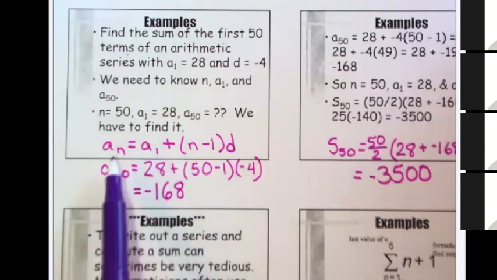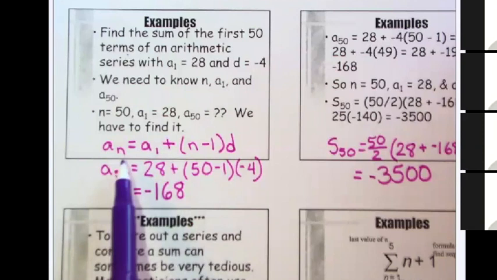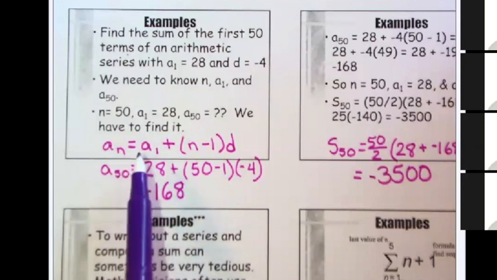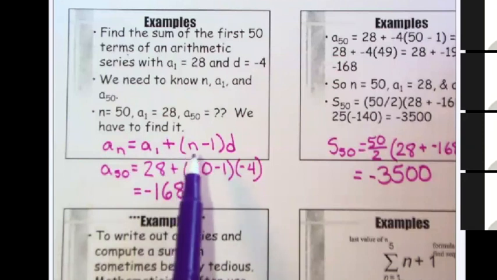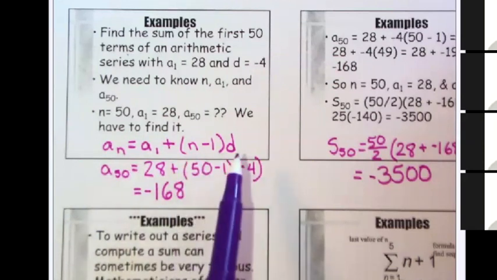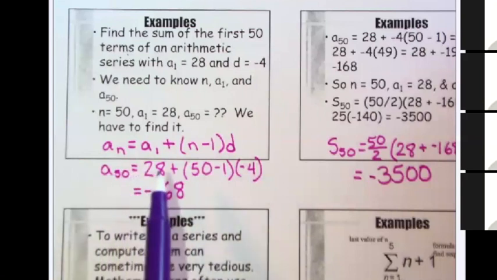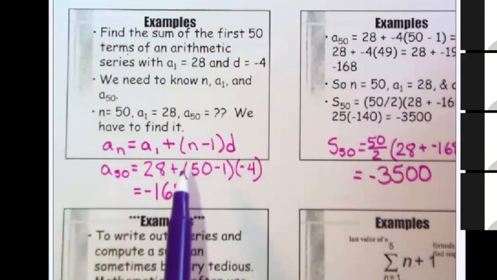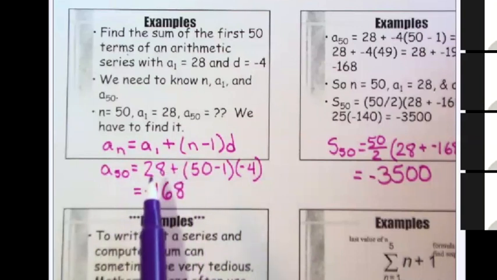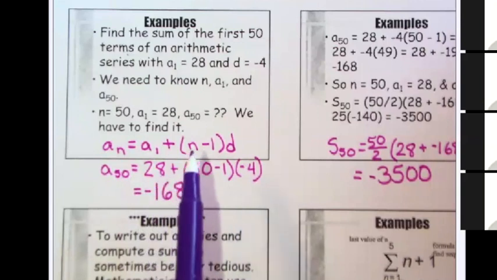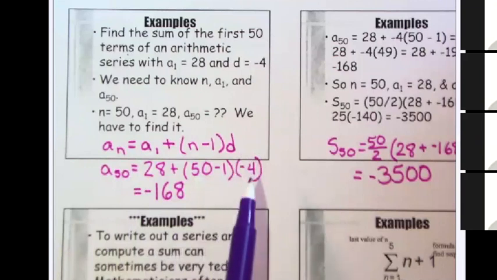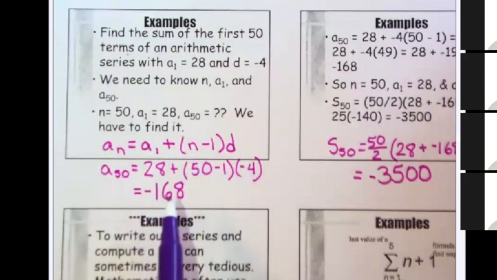So for this one, we can find any term. So AN, I can find any term if I know the first term, the number of the term that I'm looking for, and the common difference. So if I want to find the 50th term, all I have to do is plug in these pieces. Sorry, guys. So the first term is 28. I'm looking for the 50th term, and the common difference is -4. So if I plug all of this in, I can just type it into my calculator, and that means the 50th term is -168.